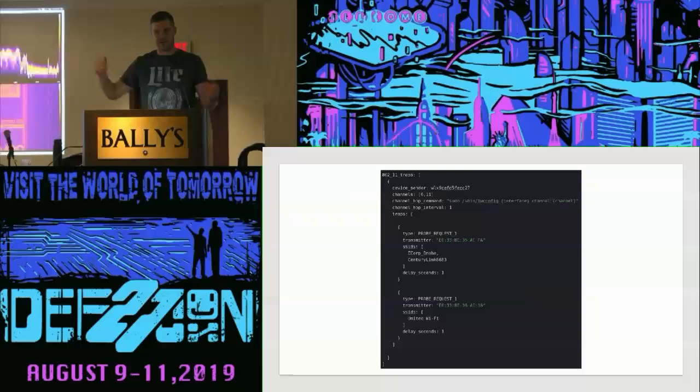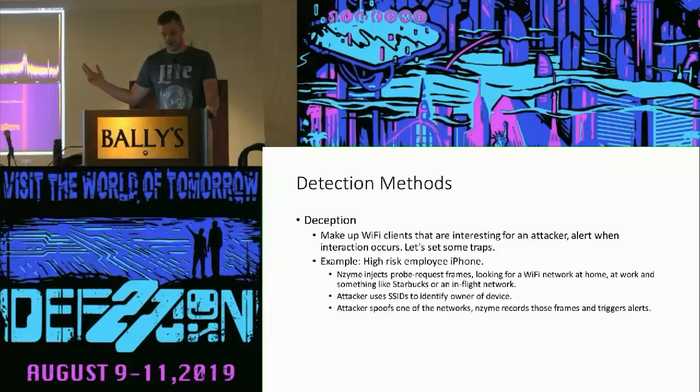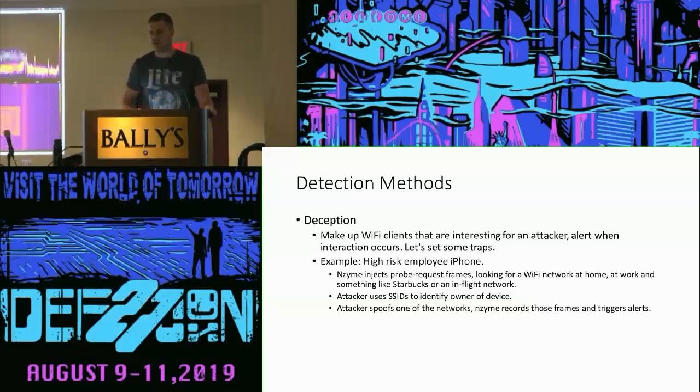And you can craft these SSIDs in a way that you might even attract the attention of an attacker. For example, you could fake a high-risk employee's iPhone. You look for a corporate network of three different locations: San Francisco, somewhere in Asia, and somewhere in New York City. You're looking for all the airport lounges, all the United Wi-Fis, and all of that stuff. And for an attacker, when that person spins up his attack platform, it's going to see, "This is a very interesting phone."